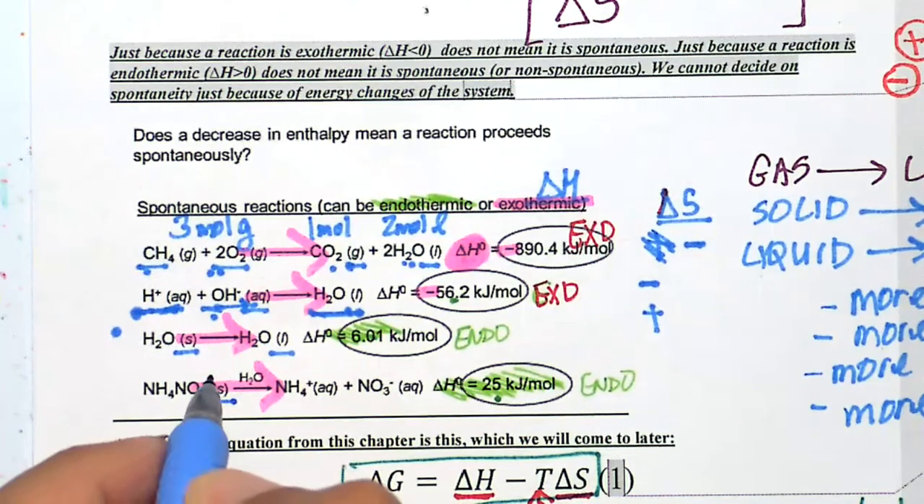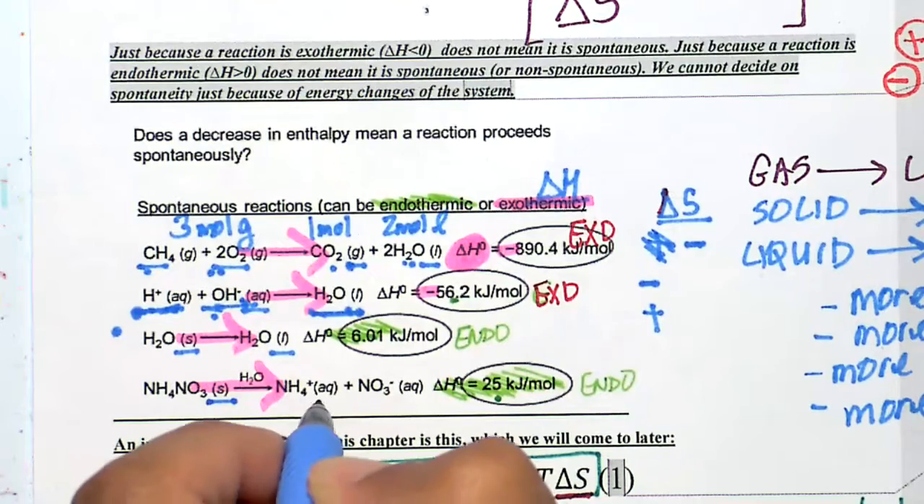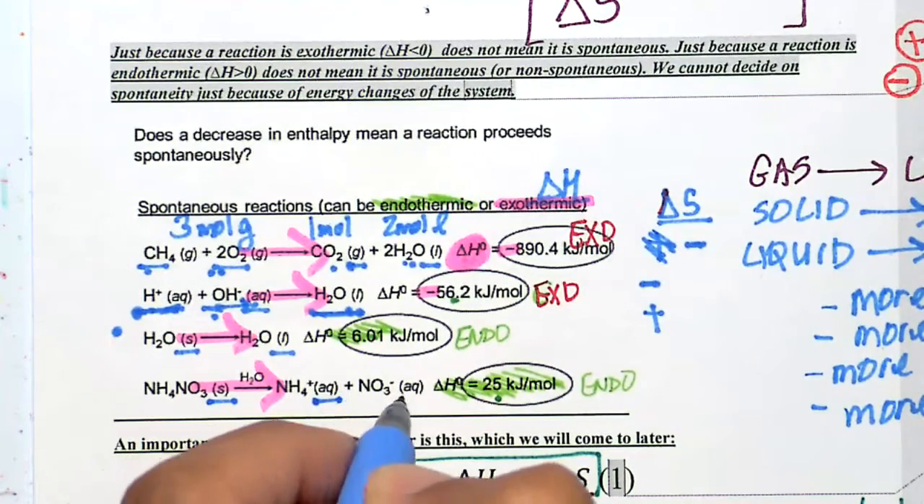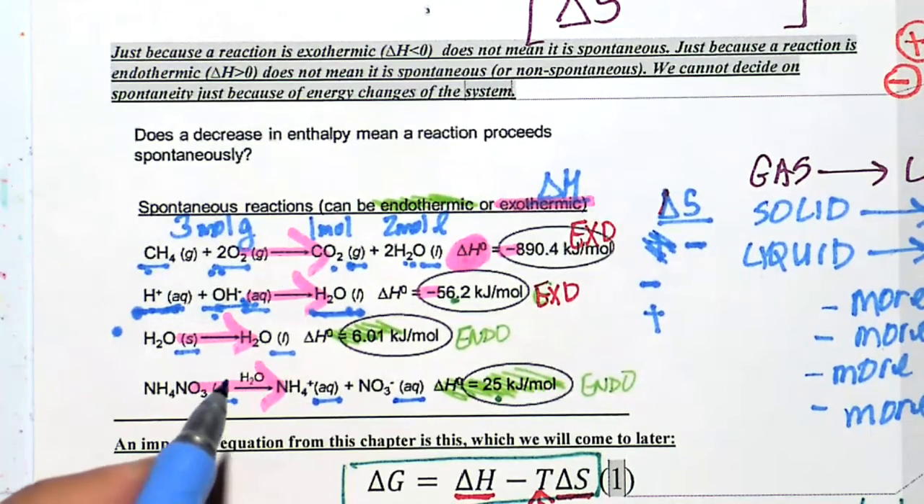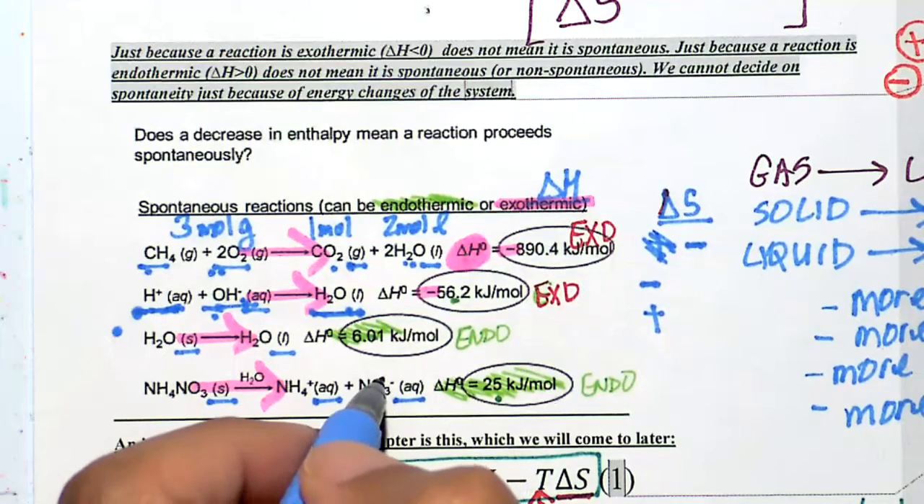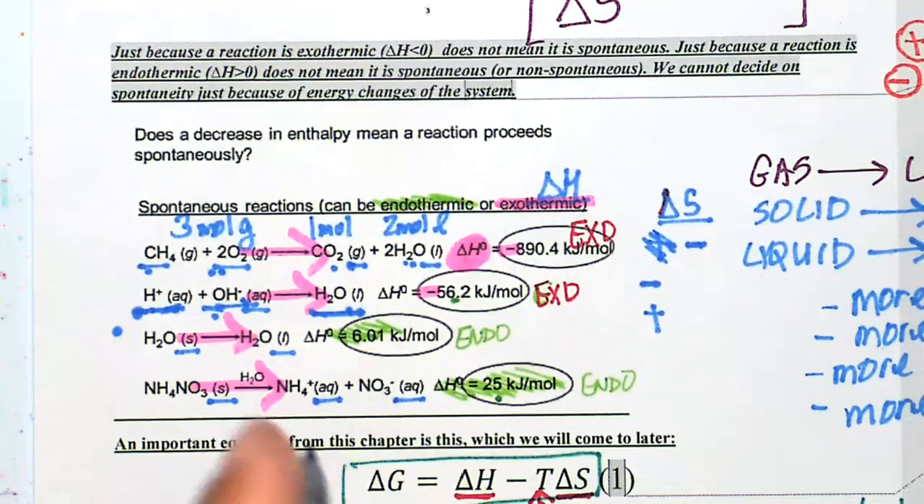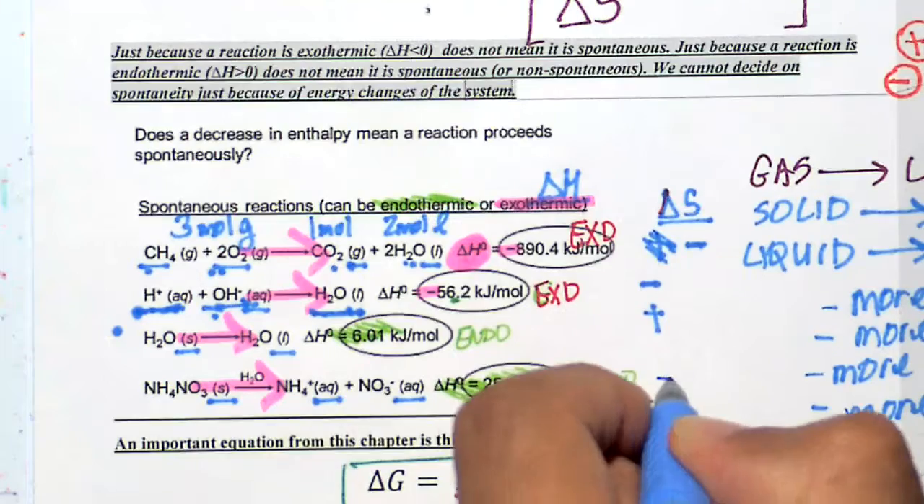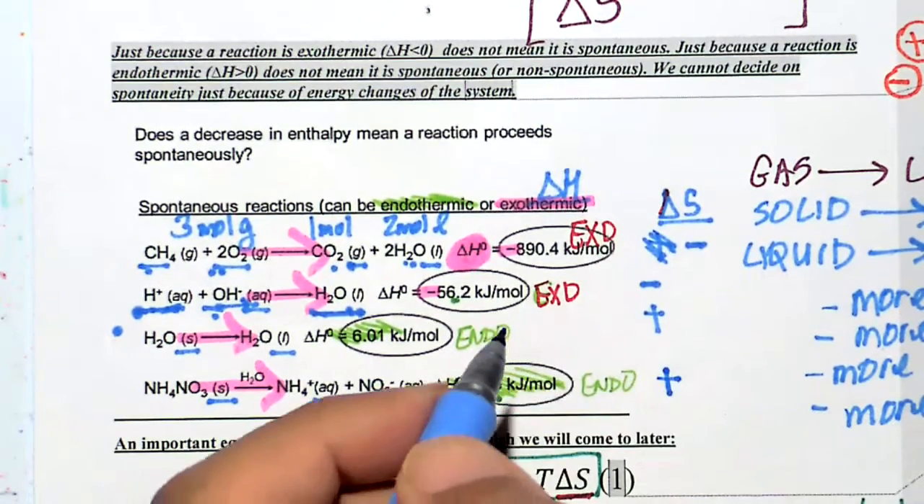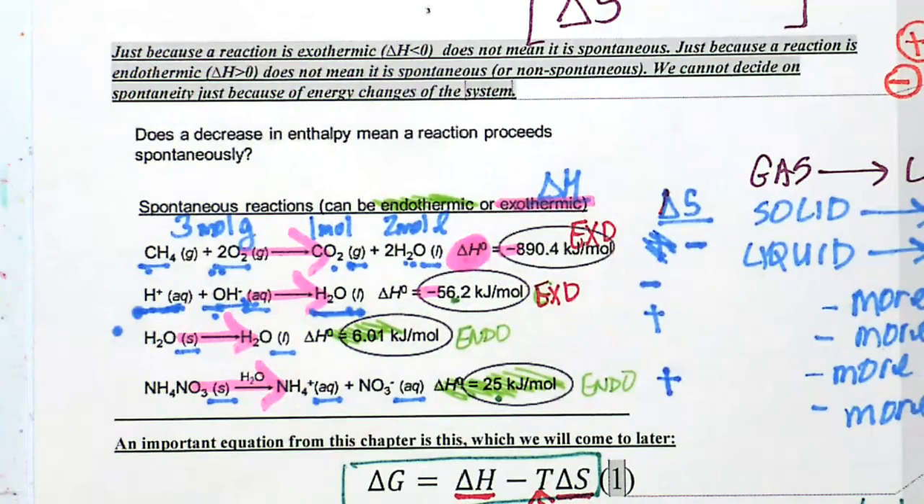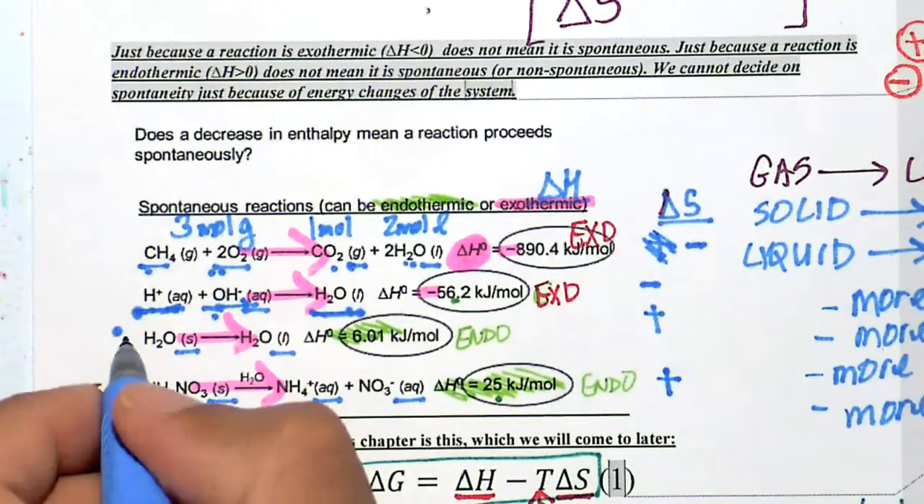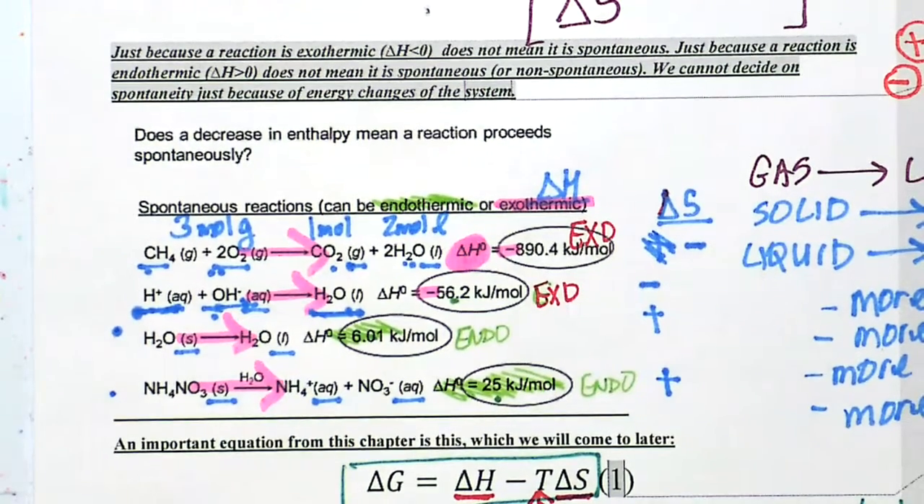You have a solid, very ordered, and it's going to something dissolved in water and another thing dissolved in water, aqueous and in aqueous. Is that more disorder or less disorder? More. So our delta S will be positive. Okay, more disorder, it's positive. So hopefully reaction 3, reaction 4, you'll recognize that it's going to be more positive.